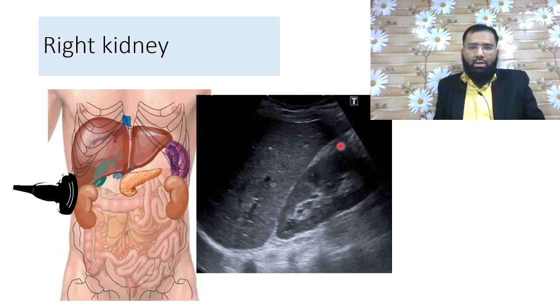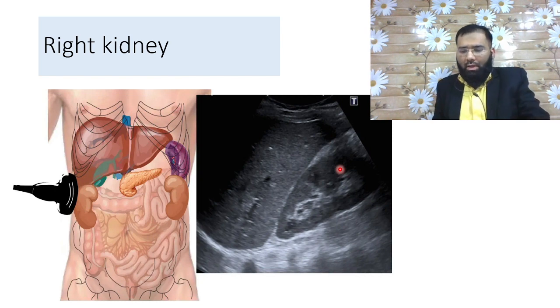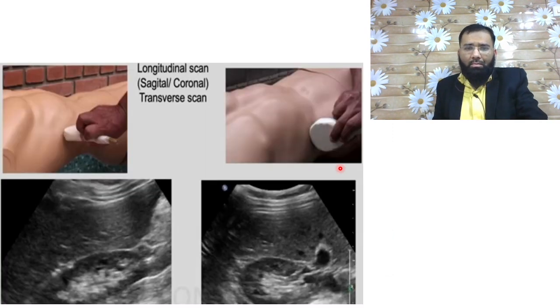So now again, look here, we are scanning the right kidney. We have taken the coronal section. This is the kidney. Basically, this is a longitudinal section of the right kidney. Can you see this big organ overlying the kidney? Yeah, this is the liver. And can you see that there is a space between the liver and the kidney? Yeah, this is called Morrison's pouch. And this is the kidney which is lying in the retroperitoneum.